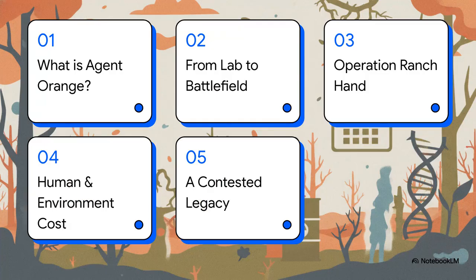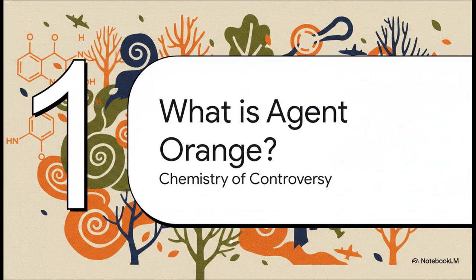To really get our heads around this, we're going to break it down into 5 parts. First, we'll look at the chemistry behind the controversy. Then, how it went from a science lab to the battlefield. We'll cover the massive scale of Operation Ranch Hand, the devastating human and environmental costs, and finally, the complicated and painful legacy that we're still dealing with today. So let's just dive right in.